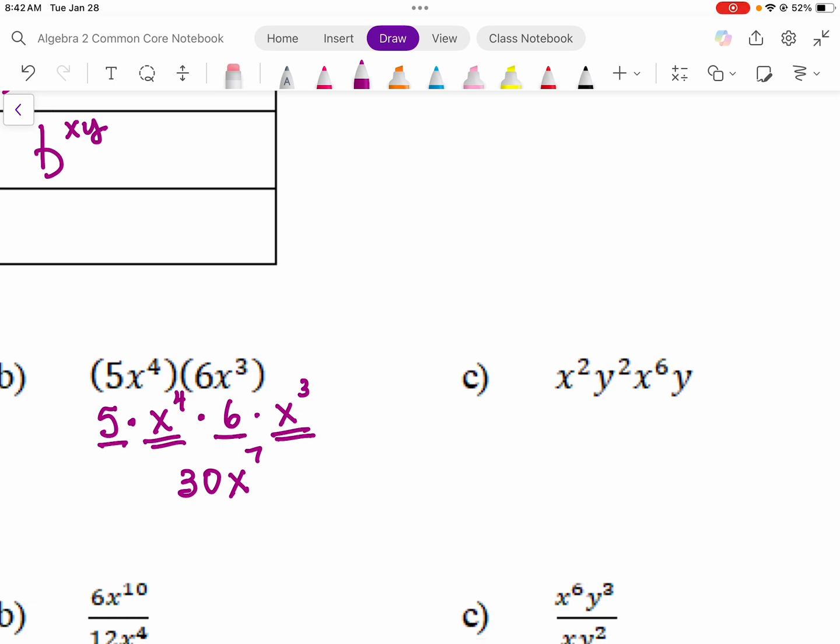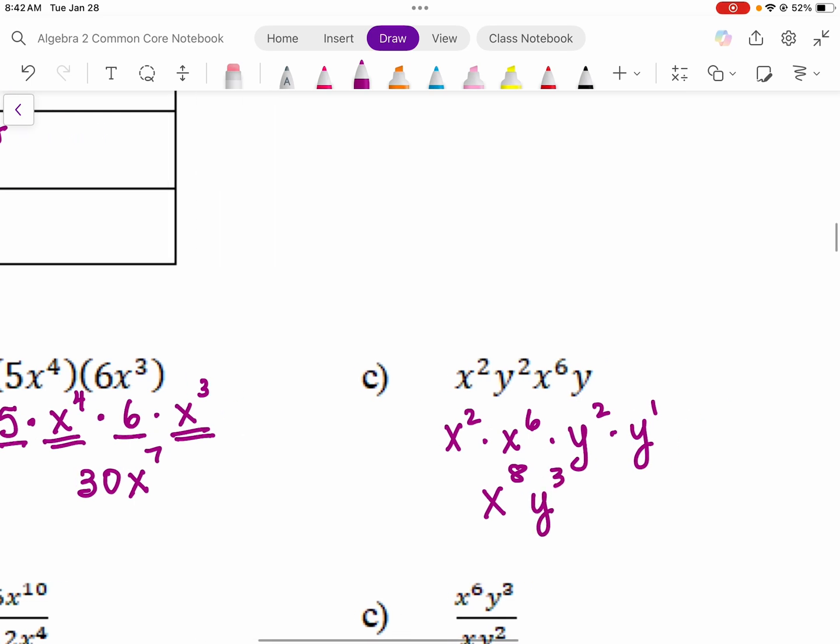All right, this one is all kind of jumbled. If I reorganize it, x squared times x to the 6th times y squared times y. So the x squared times x to the 6th, we add those two, we get 8. Remember, y is y to the 1. So y squared times y to the 1 is just y to the 3.